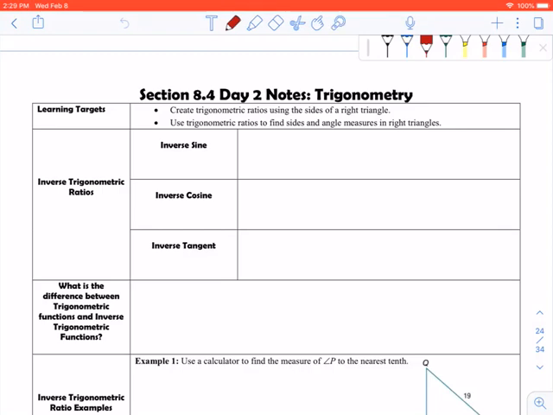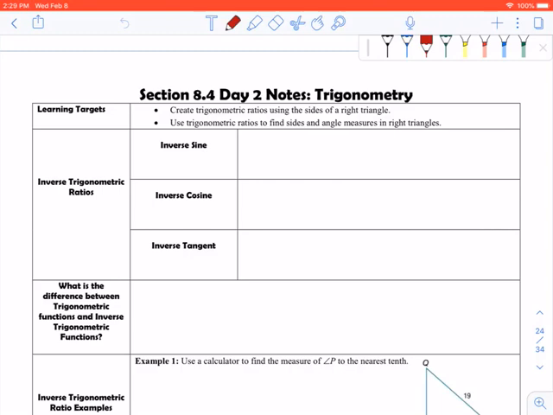I promise this video is going to be shorter than the last one. In the last one, we talked about SOHCAHTOA and solving for sides in right triangles using these trig functions and trig ratios. Today we're going to talk about how to solve for angle measures using the same trig ratios. We're still going to use sine, cosine, tangent. The ratios are still going to be set up the same, but now what we're solving for is the angle measure instead of a side length.